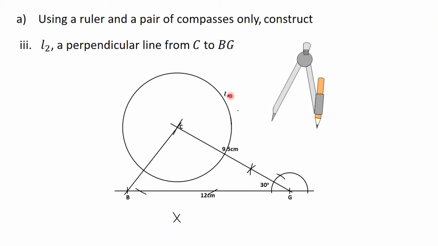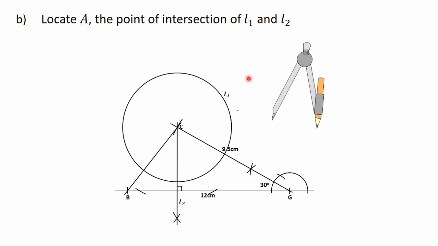To get the perpendicular line from point C to the line BG, we will draw a straight line to join the point of intersection of the two arcs to point C. Because the two lines are perpendicular to each other, you have to bring the right angle sign between them to show that the angle formed between them is 90 degrees. The question says that we should call this line, which is perpendicular to the line BG, L2. So we have now constructed both L1 and L2. Let's move on to the next part of the question.